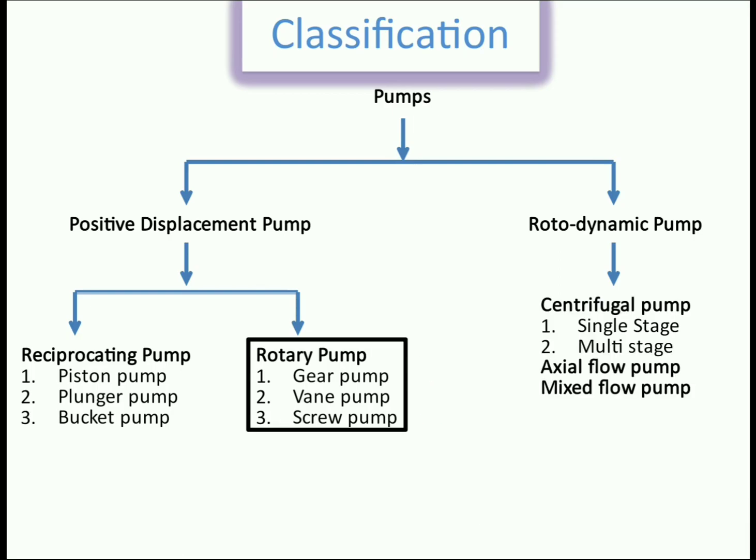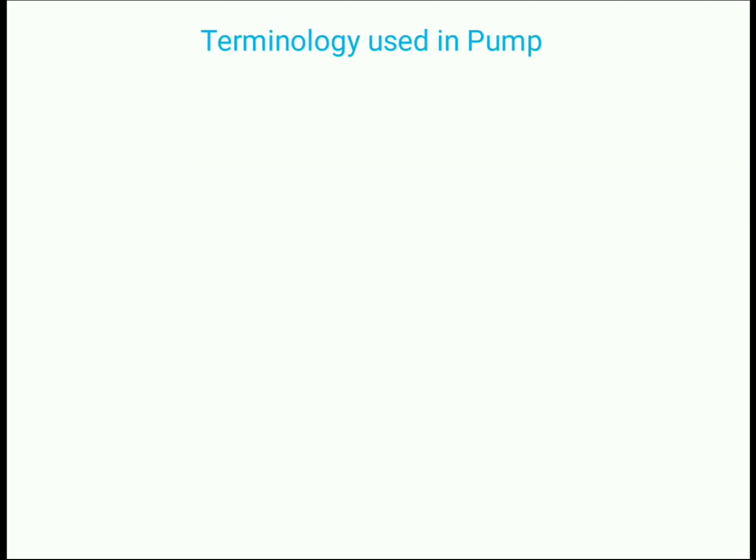For rotodynamic pump we are having three types. First is centrifugal pump, which can be single stage or multi-stage. Second is axial flow pump and third is mixed flow pump. In the upcoming slides, we are going to study all the different kinds of pump in detail. So let's move further.